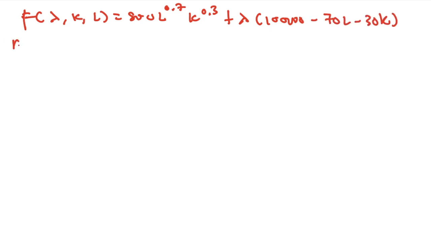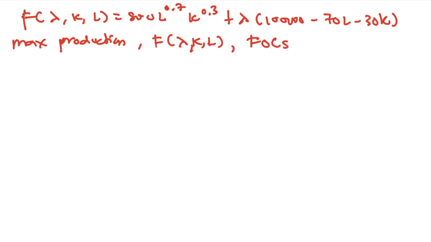Okay, we want to maximize production, which is F. That means we are trying to find FOCs. How many FOCs? You have lambda, you have K and L, so you must get 3 FOCs. So this is capital F here. Okay, so the first FOC, F_L, or you can also write it this way, delta F over delta L.